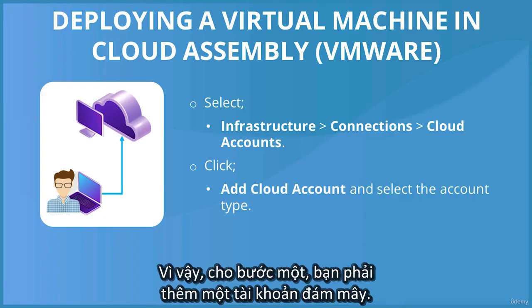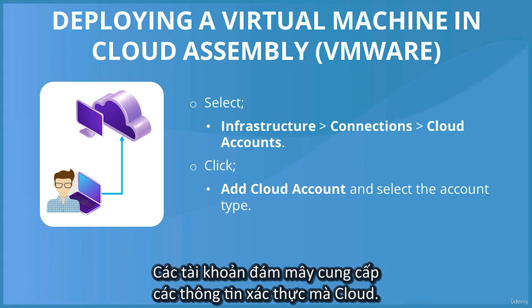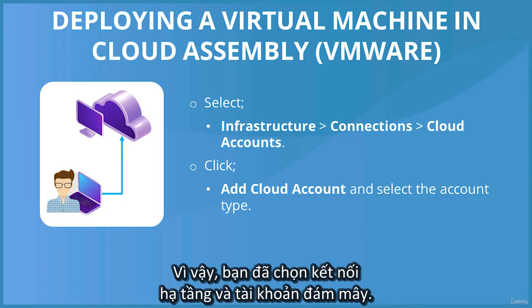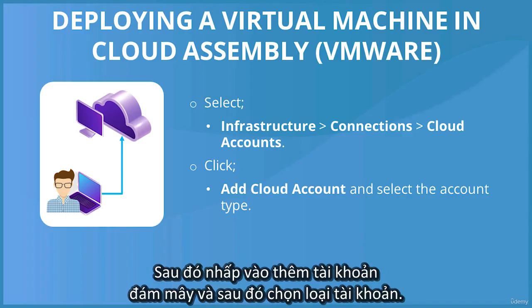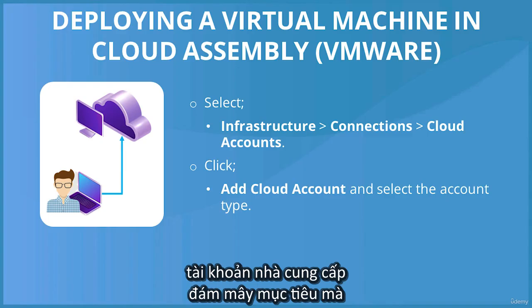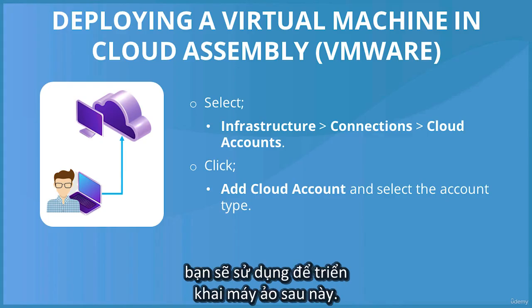So for step one, you've got to add a cloud account. The cloud accounts provide the credentials that Cloud Assembly uses to connect to the cloud provider. So you've got to select Infrastructure, Connections, and Cloud Account. Then click Add Cloud Account, and then select the account type. After you add the cloud account, Cloud Assembly collects resource information from the target cloud provider account that you later use to deploy a virtual machine.